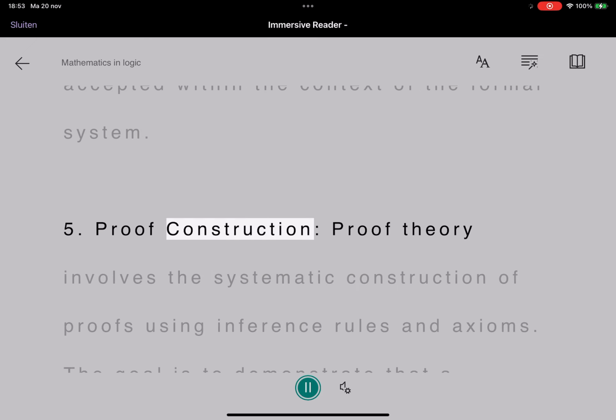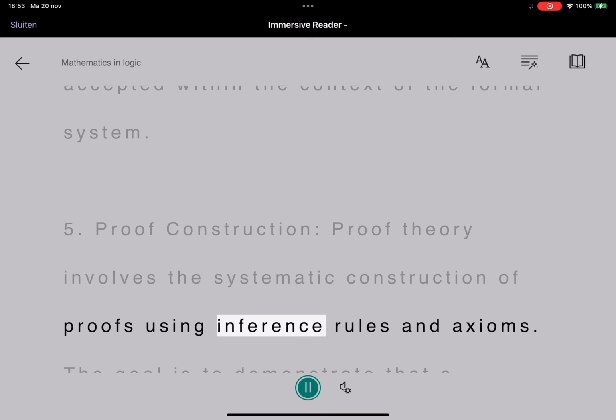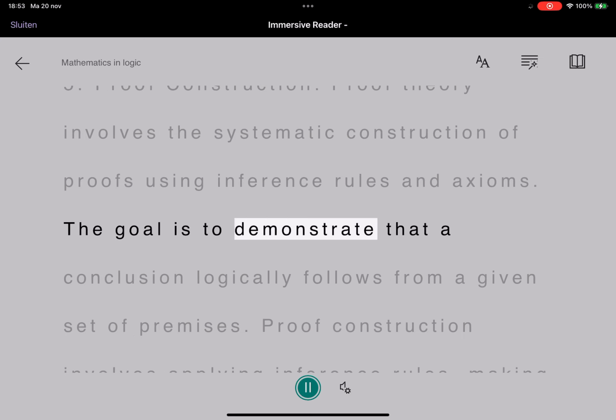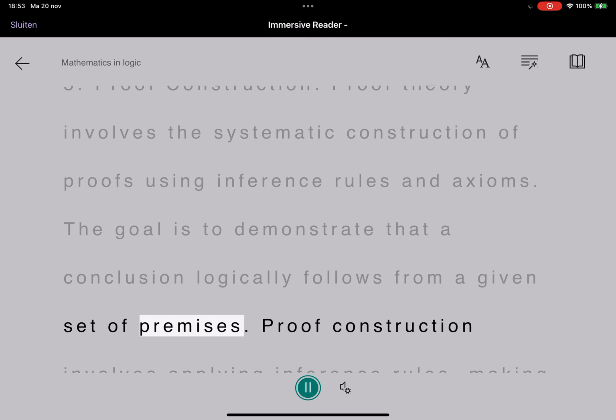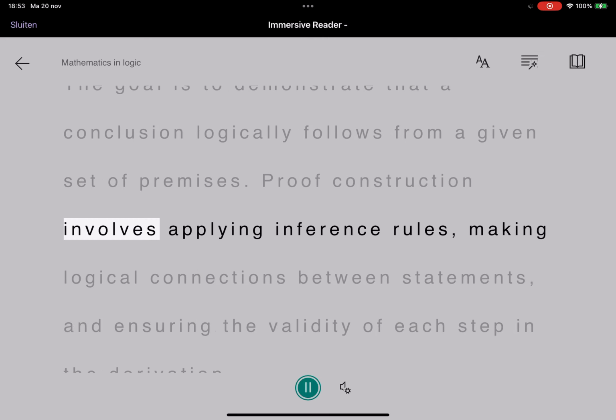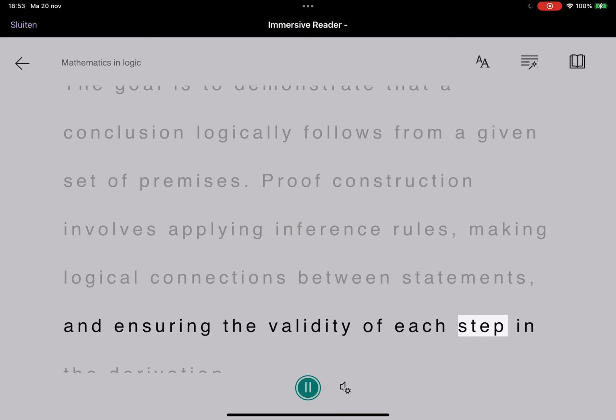5. Proof construction. Proof theory involves the systematic construction of proofs using inference rules and axioms. The goal is to demonstrate that a conclusion logically follows from a given set of premises. Proof construction involves applying inference rules, making logical connections between statements, and ensuring the validity of each step in the derivation.